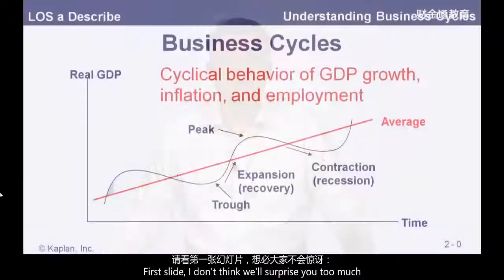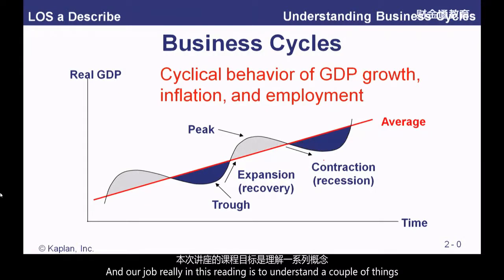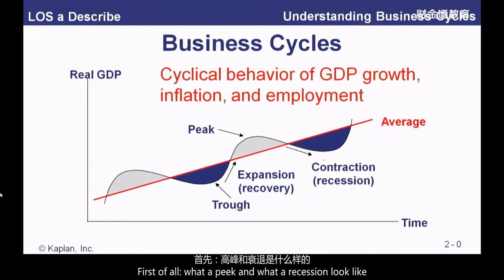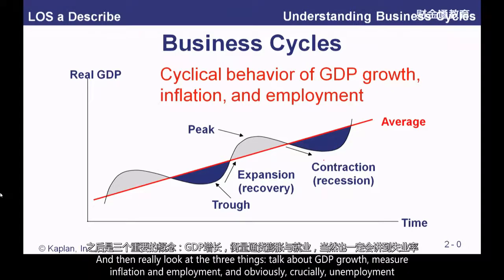First slide, I don't think will surprise you too much. It shows you the nature of a business cycle. We're going to have peaks, we're going to have troughs, and our job really in this reading is to understand a couple of things. First of all, what a peak and what a recession look like, look at a few indicators which might suggest we're heading to recession, and then really look at these three things. Start to talk about GDP growth, measure inflation and employment, and obviously, crucially, unemployment.